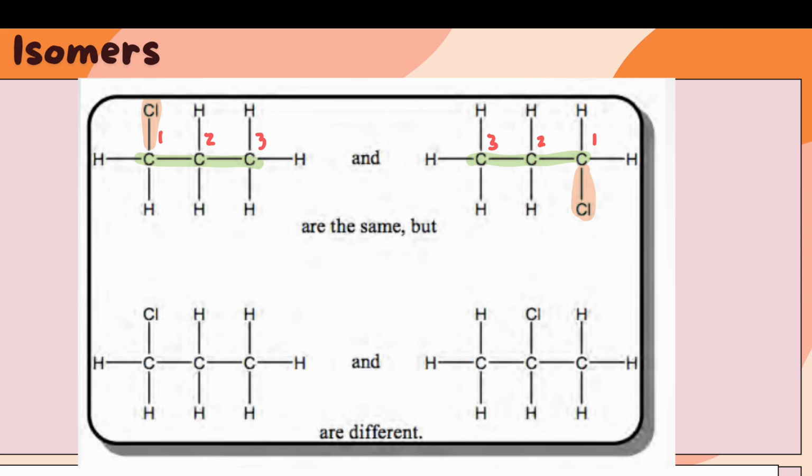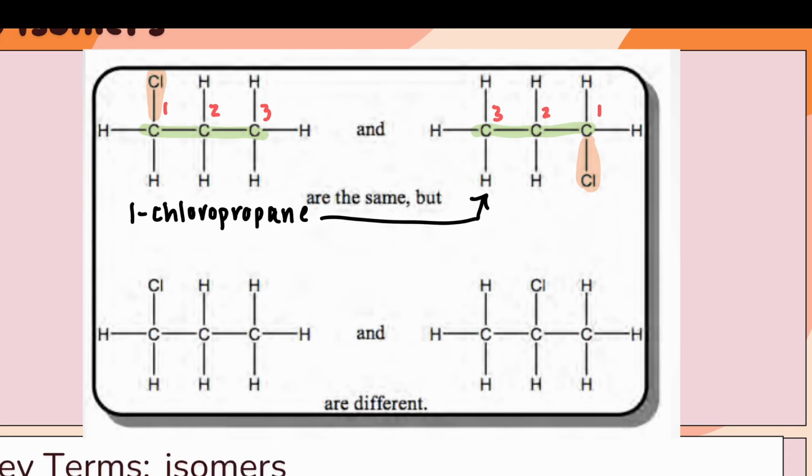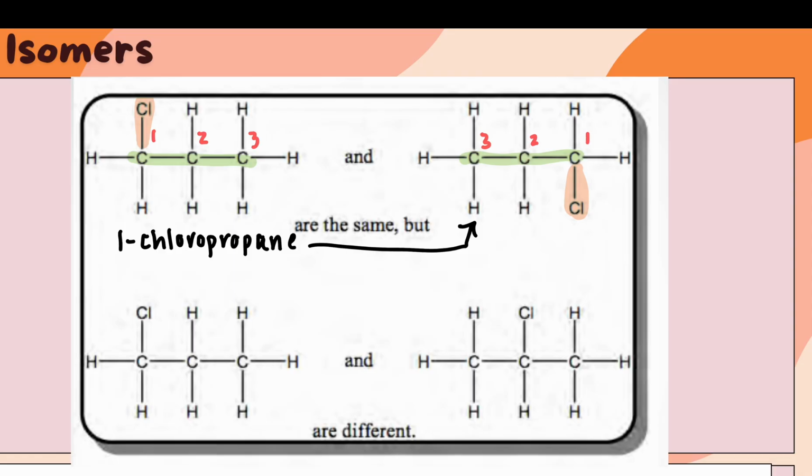So they're going to have the same molecular formula, but they're also going to have the same structural formula and the same name. It's just flip-flopped. Both of these have the chlorine on the first carbon of the parent chain, so they're both the same exact thing. But if we look at these bottom two, the one on the left is the same example we just looked at, with the chlorine on the first carbon of that parent chain. But this one has chlorine on the second carbon of the parent chain.